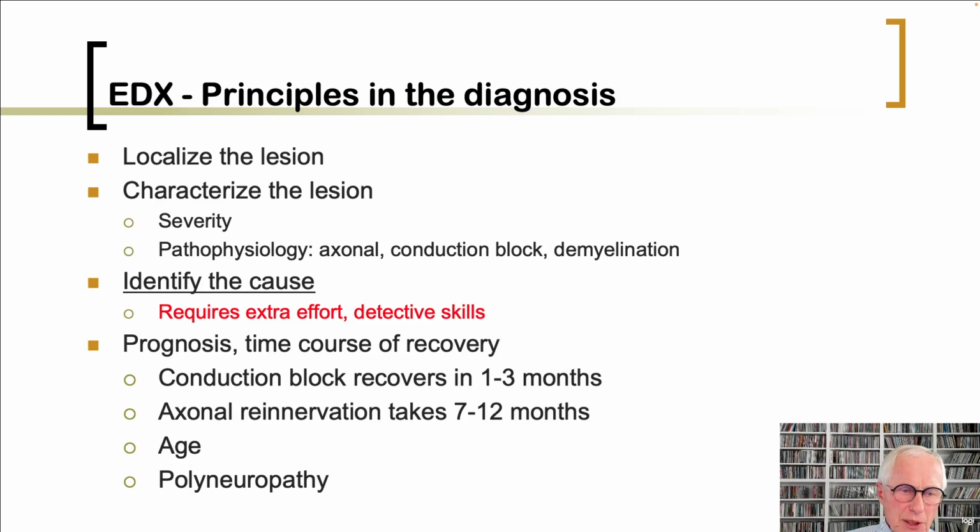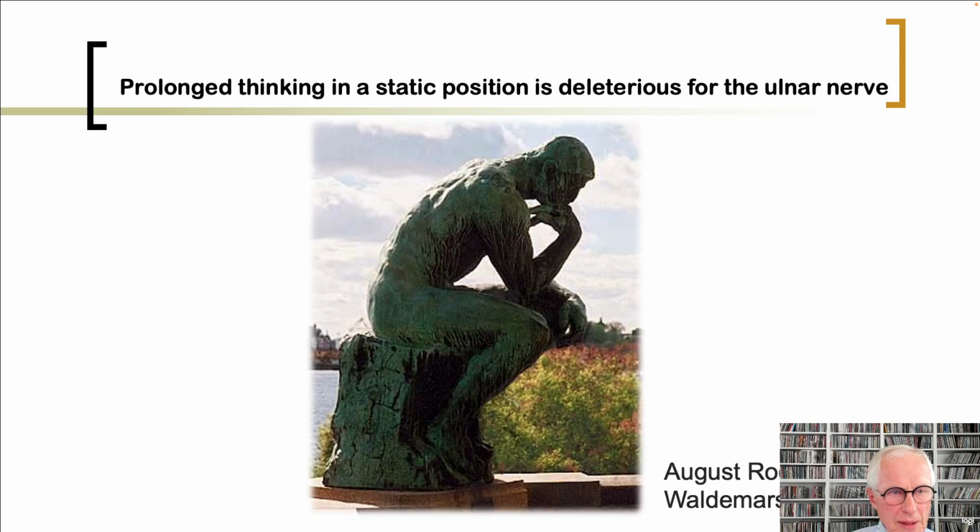In younger patients, the prognosis is usually better and the recovery is quicker than in older persons, and polyneuropathy, of course, is an issue here as well. So very often the static flexion of the elbow is the cause of ulnar neuropathies. So prolonged thinking in this static position may be deleterious to your ulnar nerve. I wonder if Auguste Rodin's models that were sitting for him, whether they had an ulnar neuropathy at the end of the day.